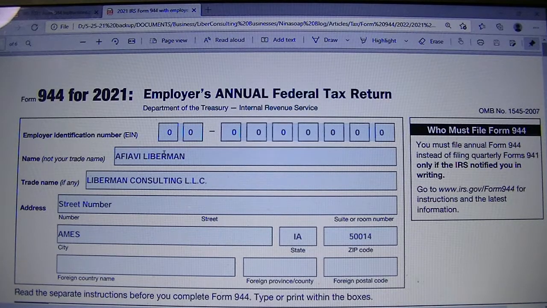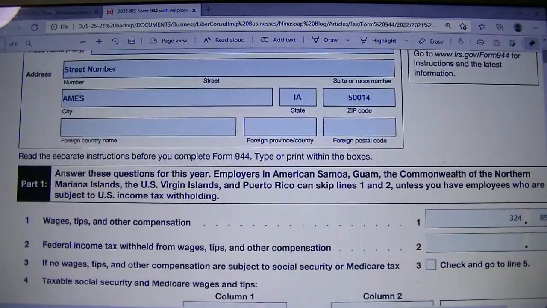So you'll put your name and trade name, if any. You'll put your business name as well. And please make sure the business name is exactly the way it is on your EIN letter. You'll put the street name for your business, the city, the state, the zip code. And then you scroll down to Part 1.